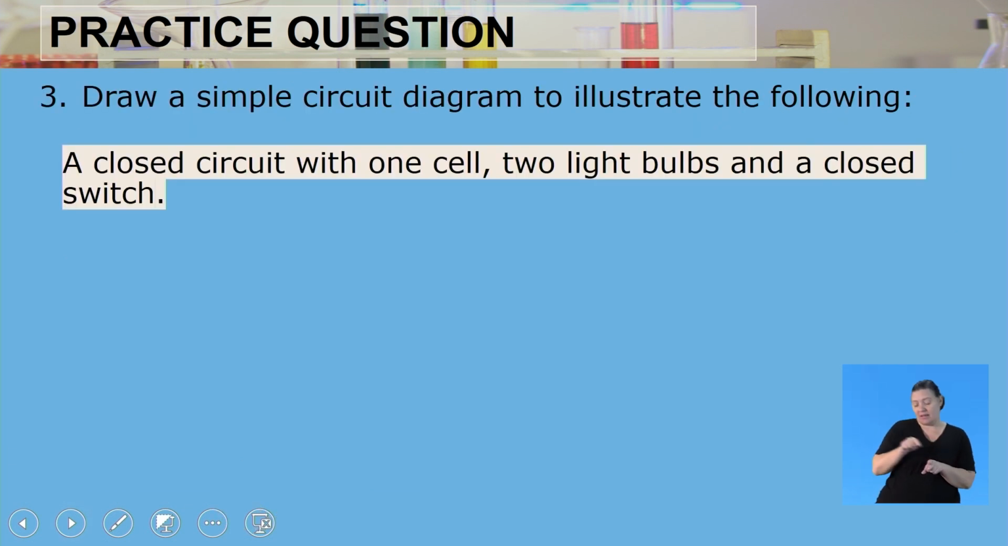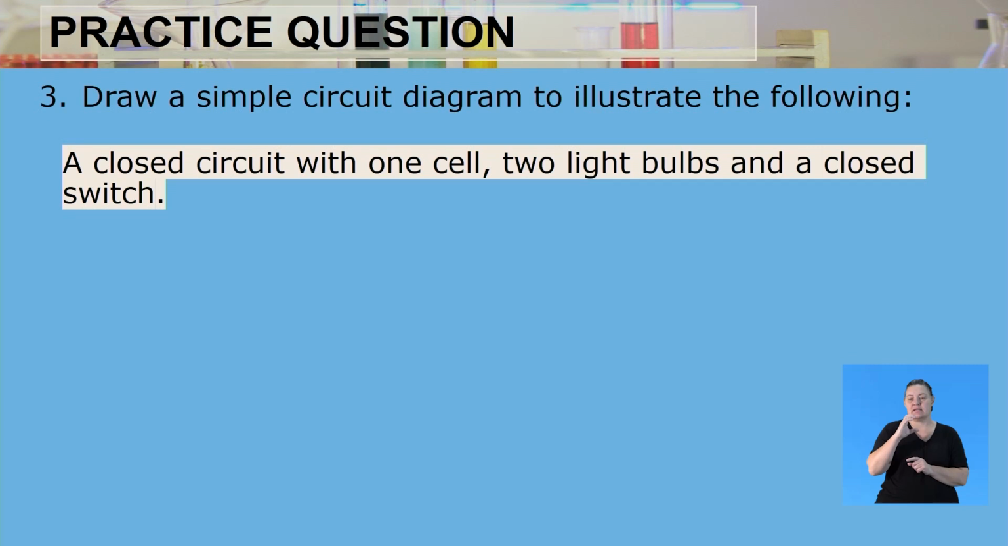So now, with all the information that we have, we need to draw a simple circuit diagram to illustrate the following. We need to show a closed circuit that has 1 cell, also 2 light bulbs, and this must be a closed switch. So how do we draw those? How do we take everything and put it into one particular diagram?